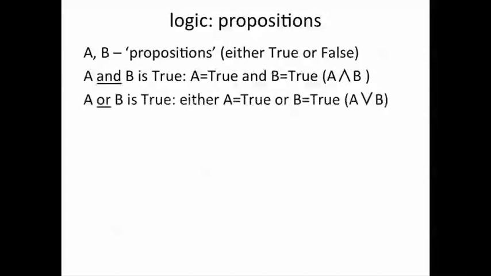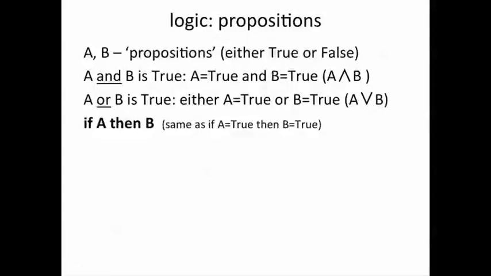Similarly, A or B is true if either A is true or B is true. So only one of them has to be true for A or B to be true. So this is written as A or B with this notation.